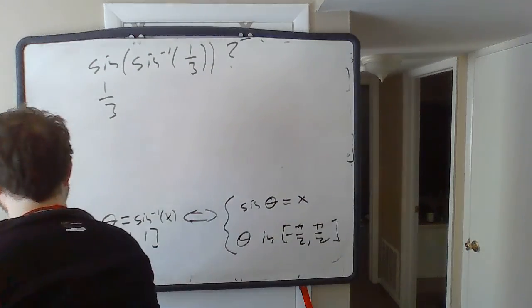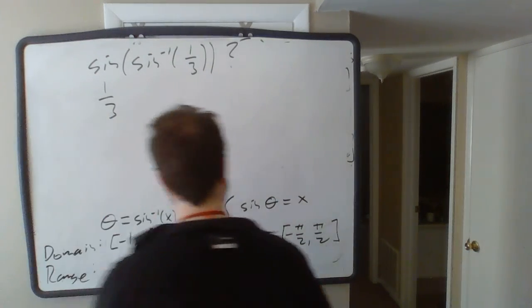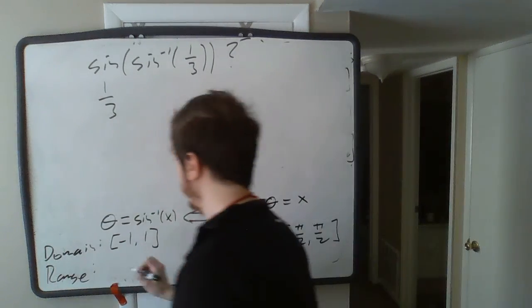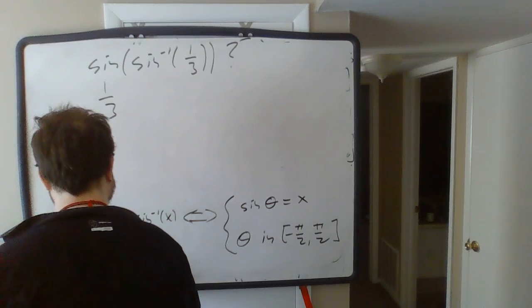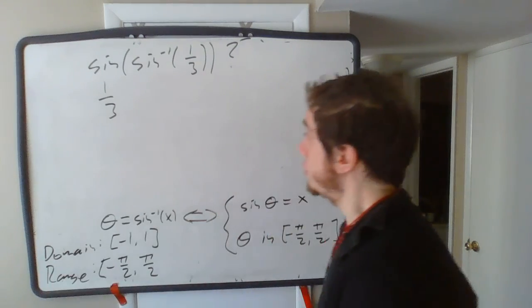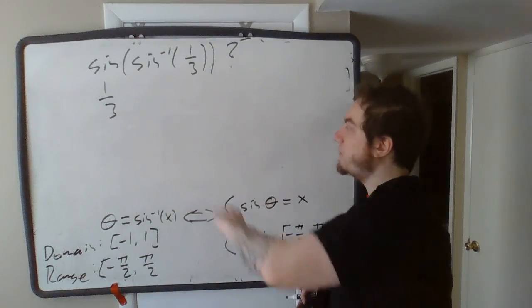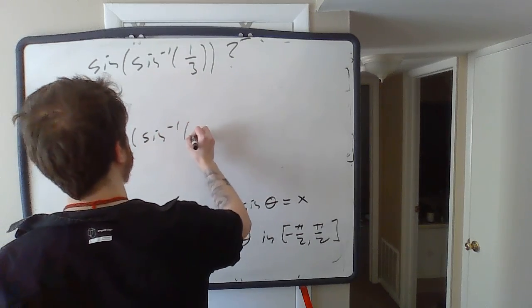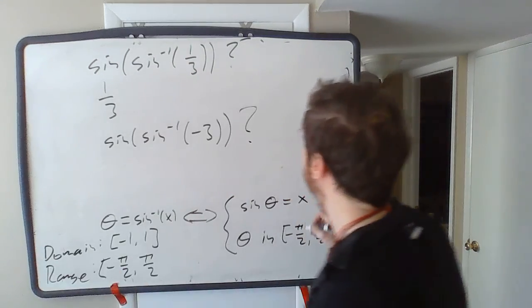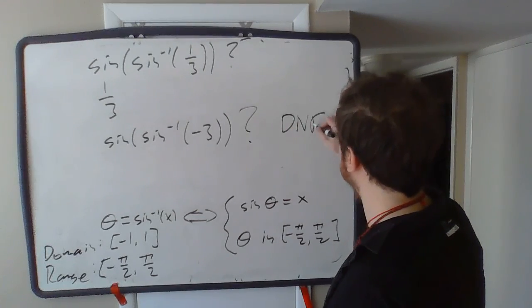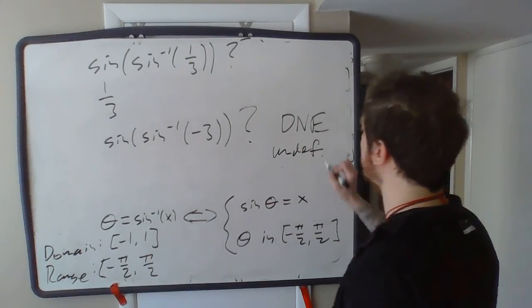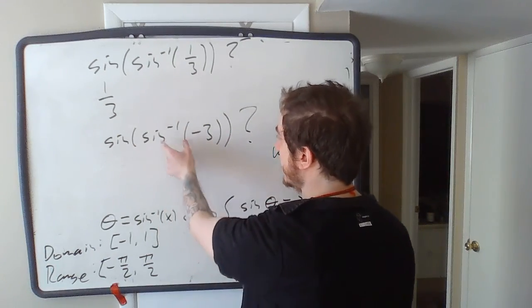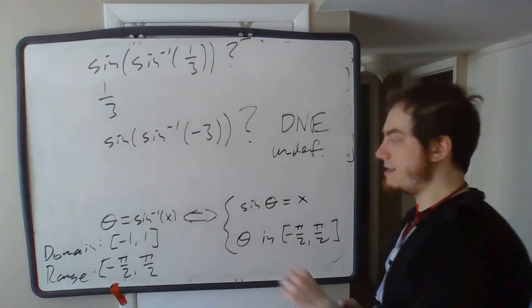The range, well, we basically picked it to be minus pi over 2 to pi over 2. So this example that we just did works fine. But if we wanted to do, let's say, sine of inverse sine of -3, this does not exist, or you can think of it as undefined. This is not defined because you can't plug -3 into the inverse sine function. It's not in the domain.